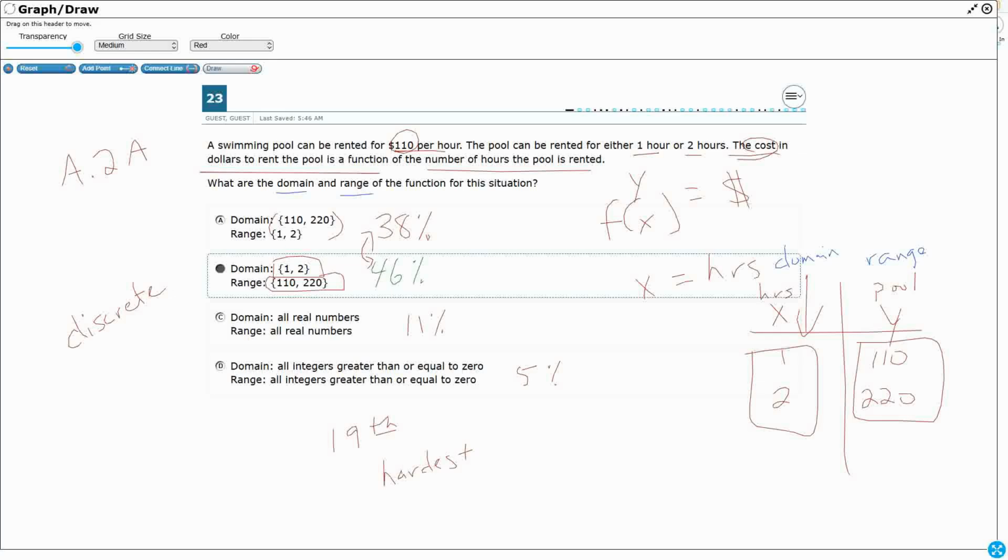So this is the 19th hardest item on the test, and probably the challenge here is definitely going back to what we learned in 6th grade. This goes all the way back to 6th grade. What is an independent variable? What is a dependent variable? How do you identify those within a problem situation? Because your independent variable is your x in your domain. Your dependent variable is your y in your range. If you can identify dependent, independent, you can identify domain and range.